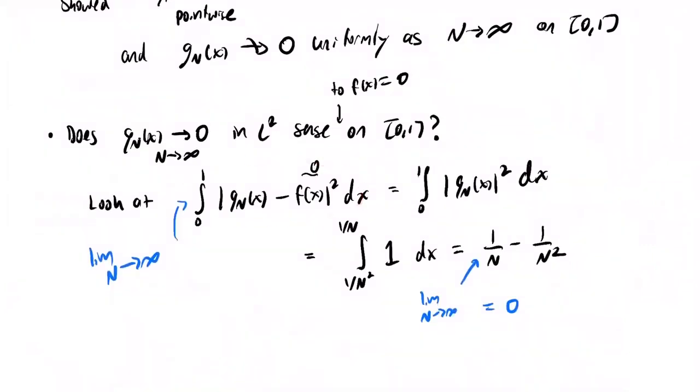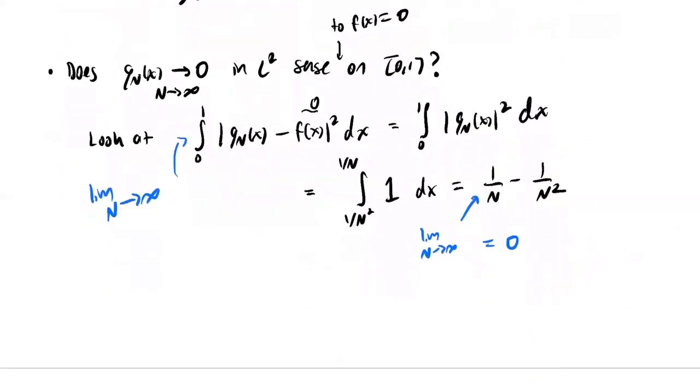So this is the integral of the difference, and we just calculated it's equal to this. And as n goes to infinity, these two fractions, of course, converge to 0. So Gn does converge to 0 in L2 sense on the interval between 0 and 1.